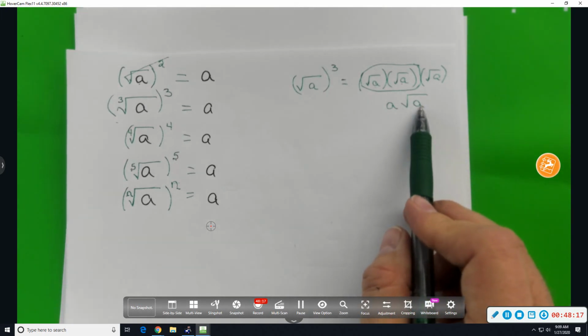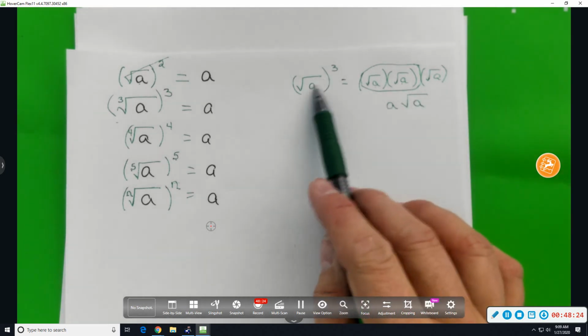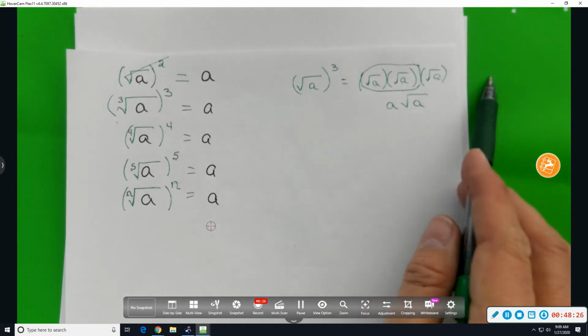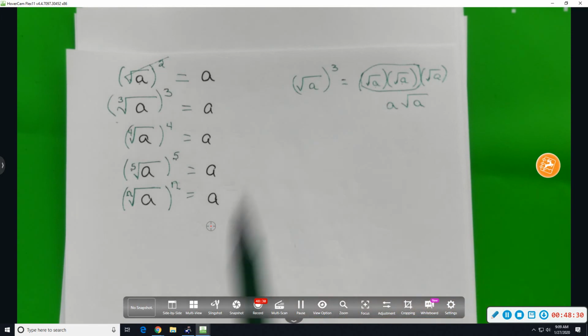Unless I'm misunderstanding the question. Is that what you were asking? Oh, okay. If it were a fourth power, then you'd have a times a squared. That's ahead of the game. Okay?